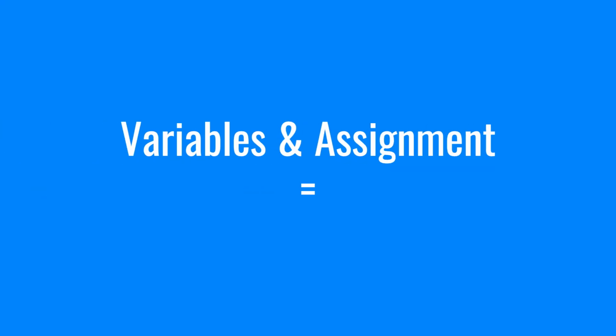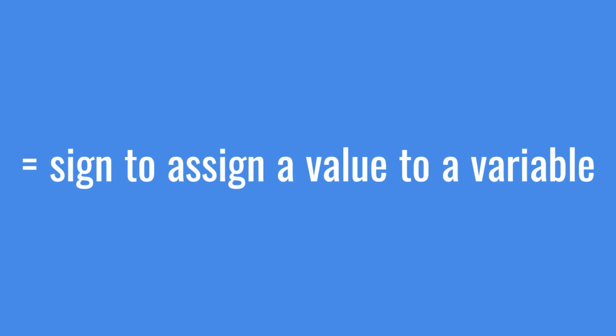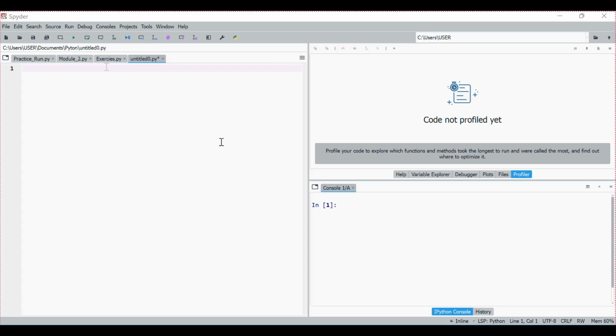In Python, we use the equal sign to assign a value to a variable. It doesn't mean equal like in math. It means put this value inside this variable. Let's see an example. Let's write this here.